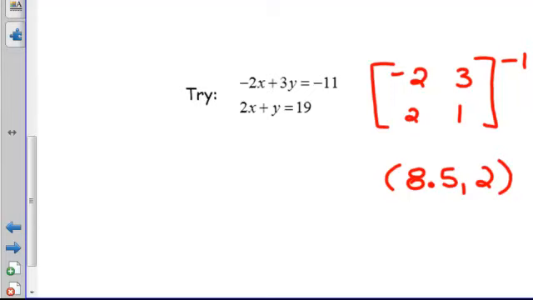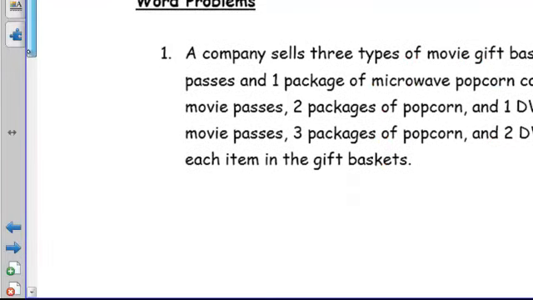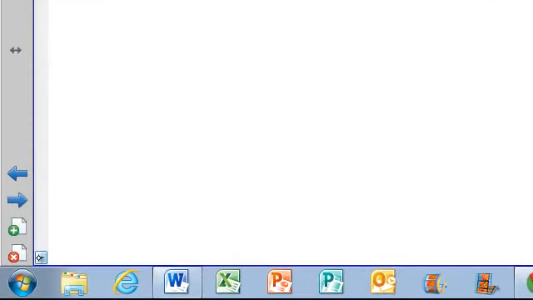All right, the next one, which I think you guys will be really excited about, is for our word problems with 3 variables, we can actually do the same thing. So if we read through here, we have 3 different things that we're looking at. A company sells 3 types of movie gift baskets. The basic basket with 2 movie passes and 1 package of microwave popcorn costs $15.50. The medium basket has 2 movie passes, 2 packages of popcorn, and 1 DVD for $37. And then the super basket has 4 movie passes, 3 packages of popcorn, and 2 DVDs for $72.50. We're going to find the cost of each item.